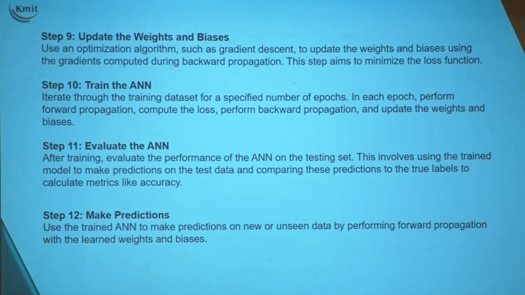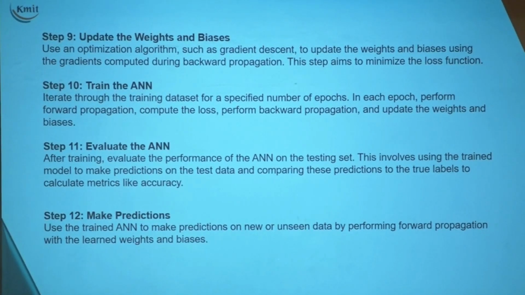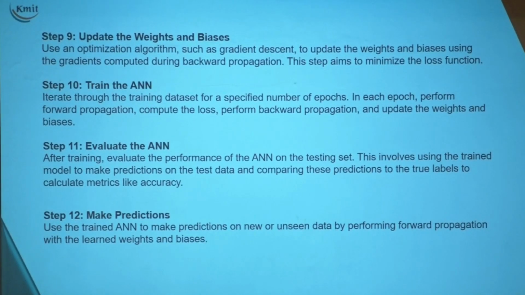Step 4, initializing the parameters. What do you mean by initializing the parameters? Making the network architecture. Initializing W1, B1, W2 and B2. Next step, define activation functions. After that, forward propagation. After that, loss calculation. After that, backpropagation. And then finally, training: update the parameters, train the model.